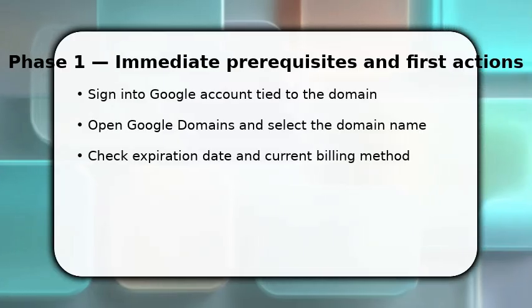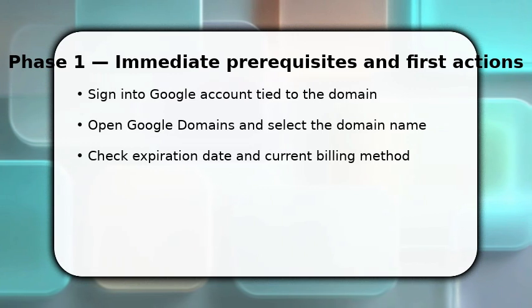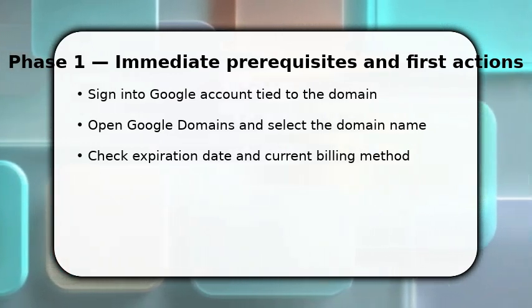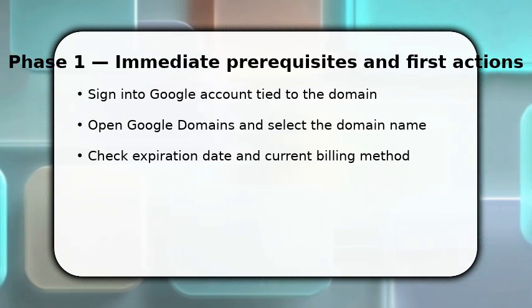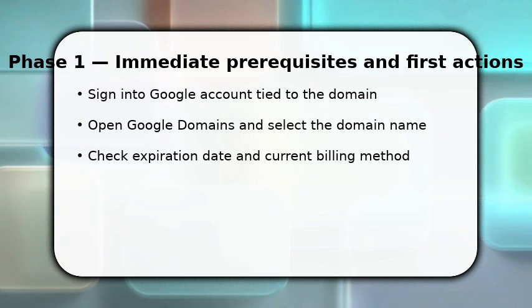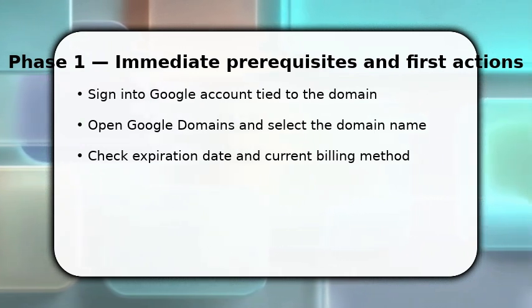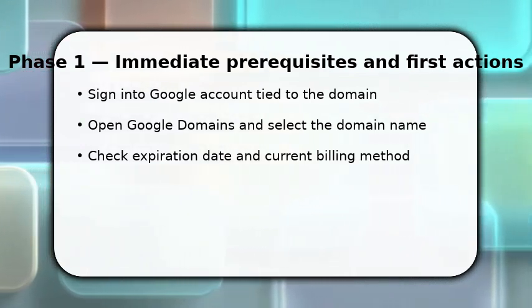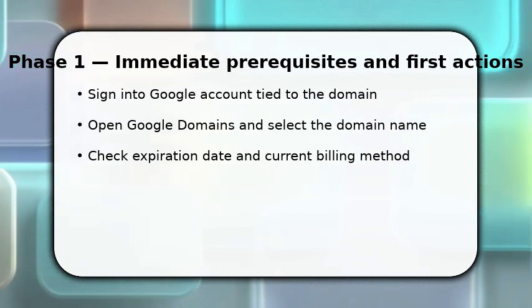You start by signing into the Google account that owns the domain. This ensures you can access billing and domain settings. Once signed in, open Google Domains and select the specific domain you want to renew. Make sure you note the expiration date, current billing method, and any pending verification tasks. These items affect renewal options and timing.